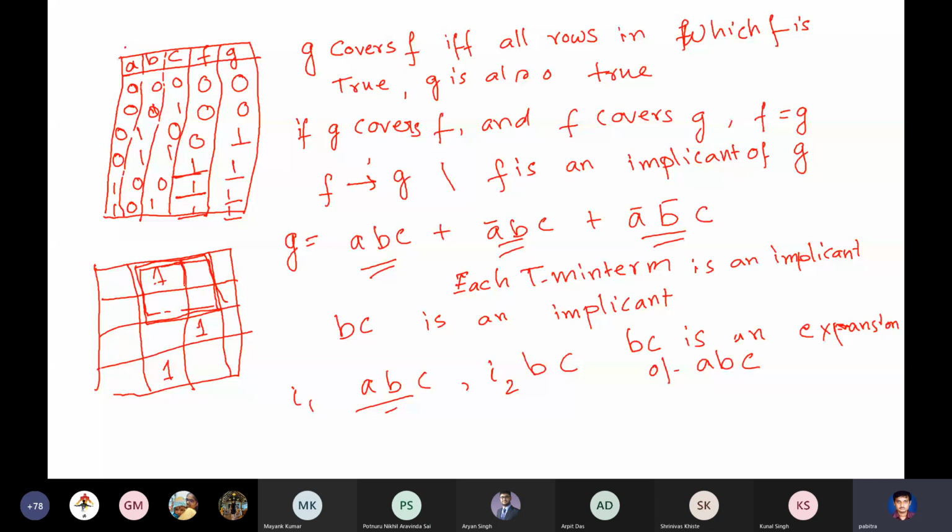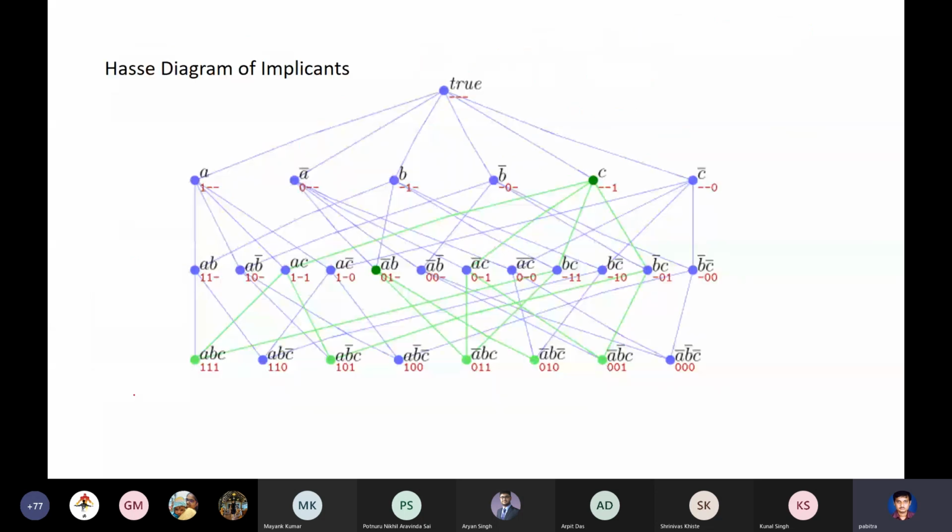So there can be a relation among the implicants. In fact, you can nicely represent them as a Hasse diagram. Now, forget about this 1011 that I've written, but I'll explain what they mean. I can write them as a partial ordering in the form of a Hasse diagram. So let us define what these join and meet are. In any Hasse diagram, you can define a join and a meet.